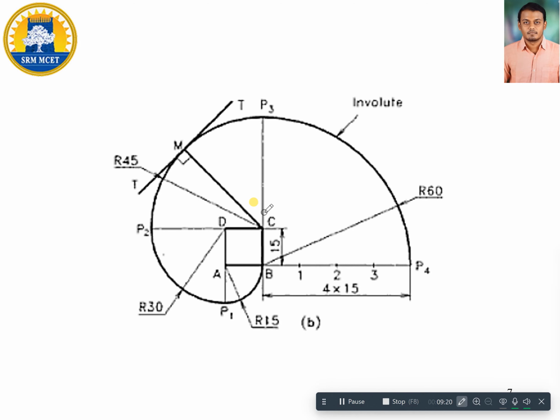Then the next and final step, they have asked you to draw one tangent and normal to this involute curve. For drawing the tangent and normal, you can use any gap. In this problem, they have chosen the distance between P2 and P3. You can also use the gap between P3 and P4. They have not mentioned any dimension. In some cases, they might give you some distance from the base of the generating line or something else. Here they have not mentioned anything, they have simply asked to draw a tangent and normal.